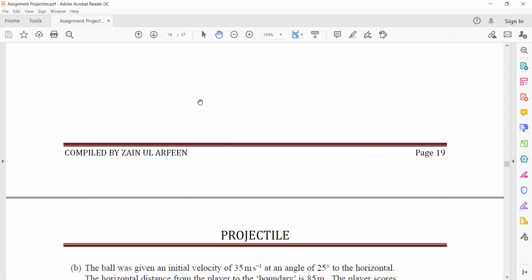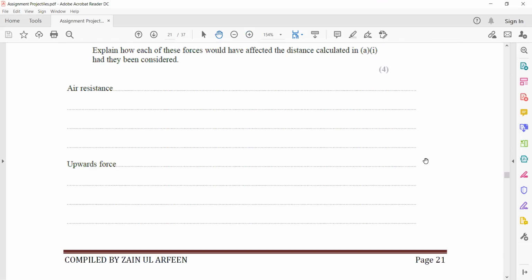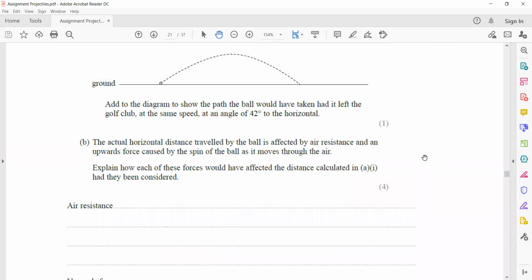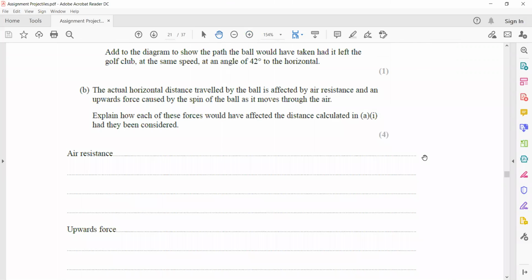Then page 21. The actual horizontal distance traveled by the ball is affected by air resistance and the upward force caused by the spin as it moves through the air. Explain how each of the forces is acting, affecting the range. So basically, how the forces affect the range.